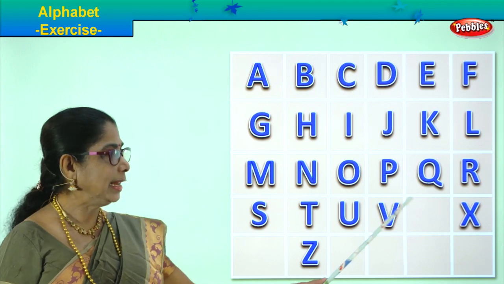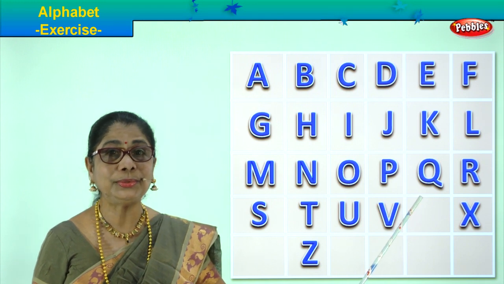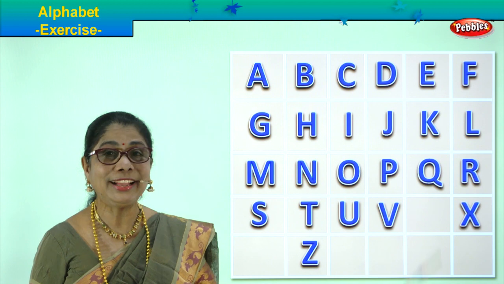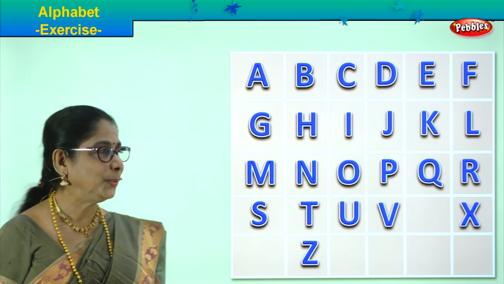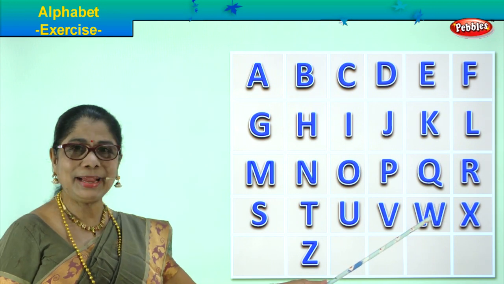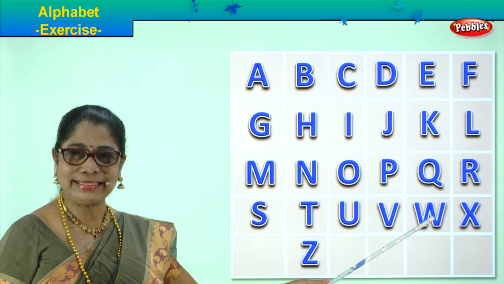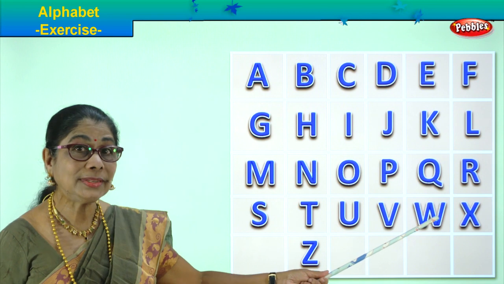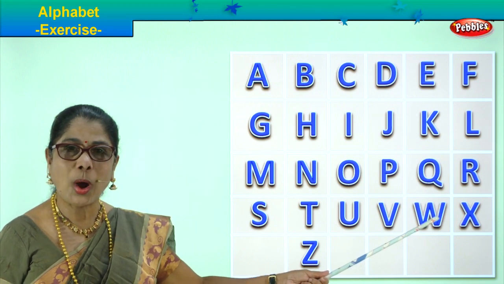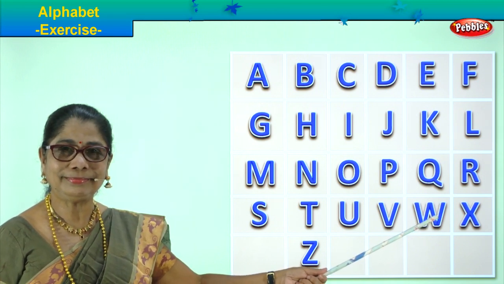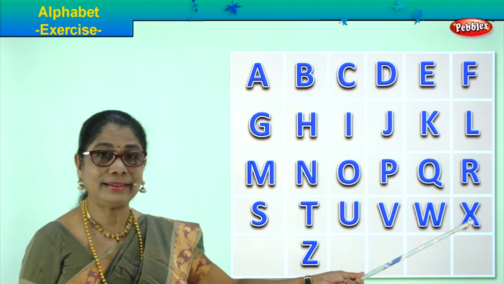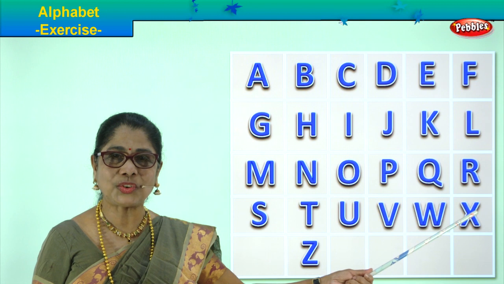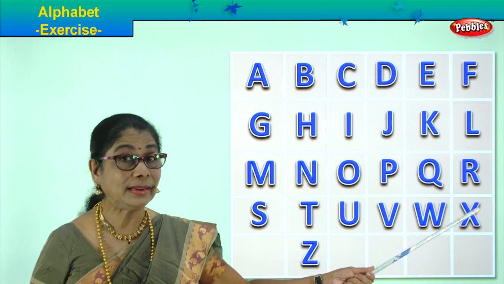Good. What's the next letter that follows? What is this missing letter here after V? Good. W. Here comes W. Excellent. W. Water. What's the sound of W? W. And the next letter here. Letter X. X-ray. What's the sound of letter X?